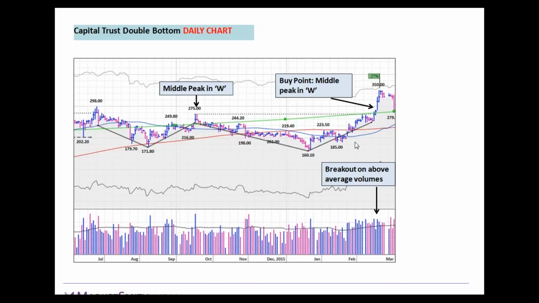So we want to enter when volume is strong, which means we are entering when the big investors are buying the stock, which means that as they keep buying it, they are likely to push the stock higher, which means that we will get our profits quicker.